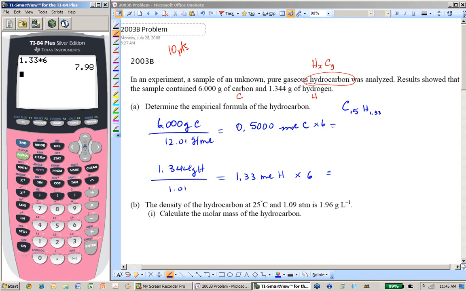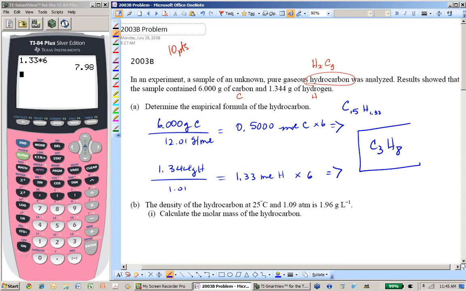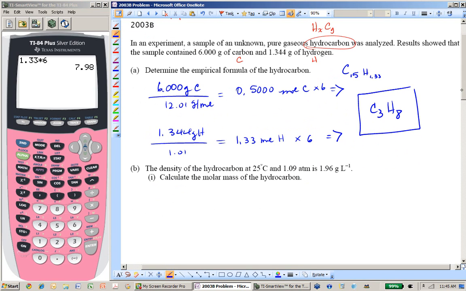A little bit of number sense here. So we come out with, and I'm not going to use that as an equal sign, I'm going to use an arrow that leads us to C3H8. That is the simplest formula that I can come up with. And that's my empirical formula.